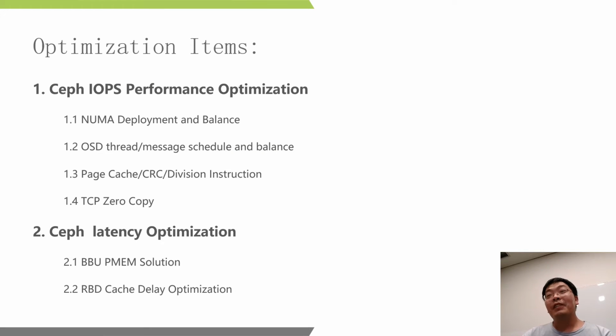We optimize the performance based on Ceph BlueStore, Nautilus, and Pacific versions, combined with aarch64. We mainly introduce NUMA deployment and balance, OSD thread scheduling, page cache, CRC division, instruction acceleration, and network zero copy. In addition, the latency of block storage, especially in DB usage, is very important for DB users. We will introduce the persistent cache function as the latency solution.